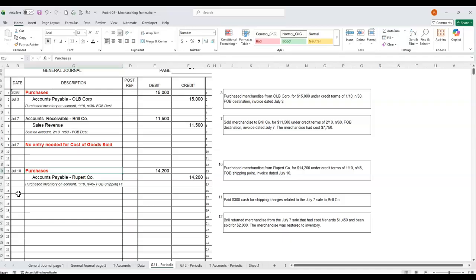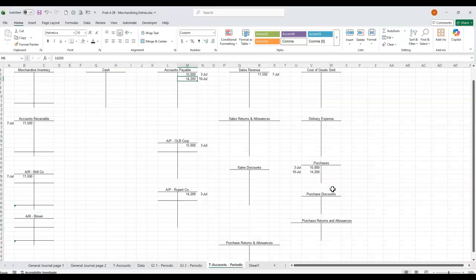All right, the next one, we are going to pay $300 cash for shipping for the sale to Brill Company. We sold it to Brill FOB destination, and since we sold it, they're going to take possession of it at their destination. So we're just going to debit delivery expense, credit cash, the same as you would for the perpetual method.